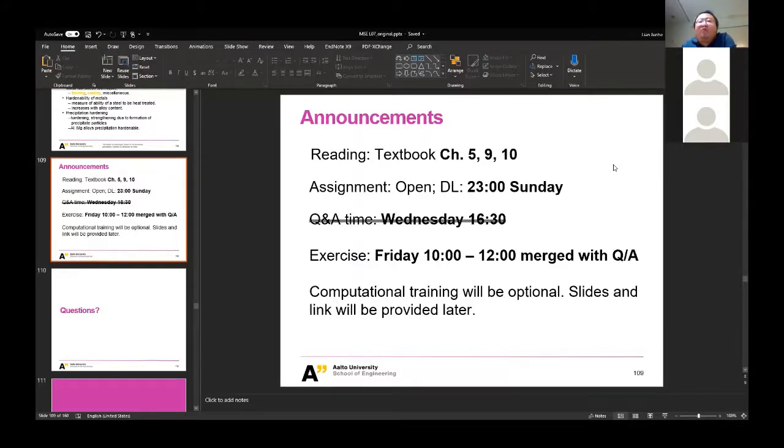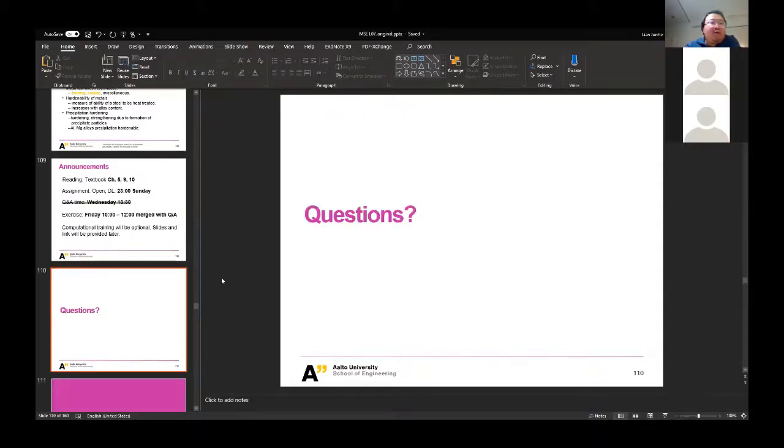For that reason, we also merged the Q&A time with the exercise. Because I didn't see many of you, only 1 or 2 students showed up during the Q&A. Maybe it's a better idea if you have more questions together. So we merged the exercise with the Q&A. With that, I think you should be able to follow the lecture quite well and also conduct your assignments quite well. All right, I think this is the end of today. If you have any questions, please ask. Otherwise, I will see you next week, guys.